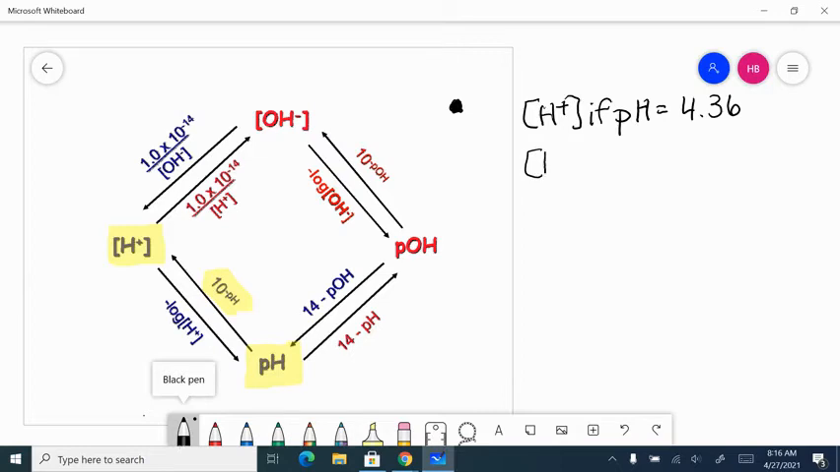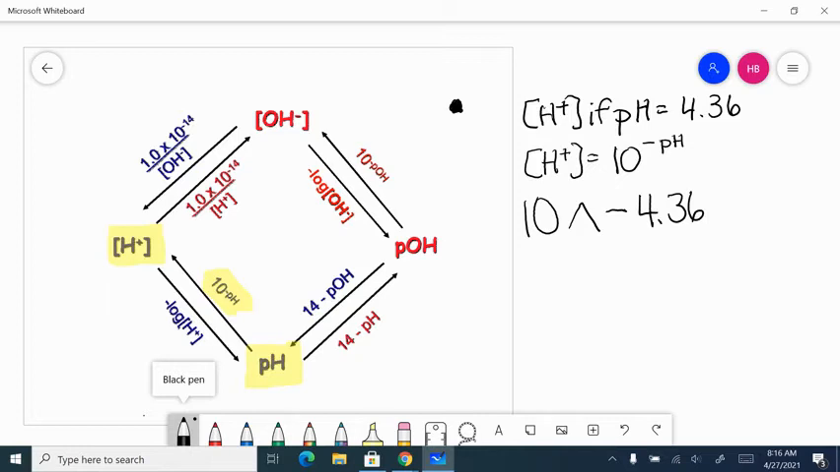So the concentration of H plus is equal to 10 to the negative pH. Now this is actually the opposite of log of concentration of H plus. So in your calculator, you can do 10 caret. This is not as correct. If you did 10 caret negative 4.36, this is going to give you the correct answer in this case. But let's learn how to use our calculator correctly.